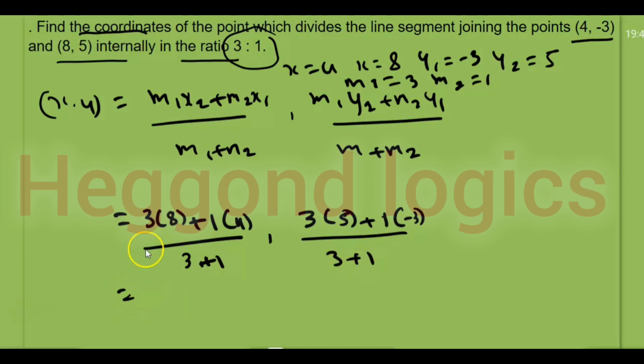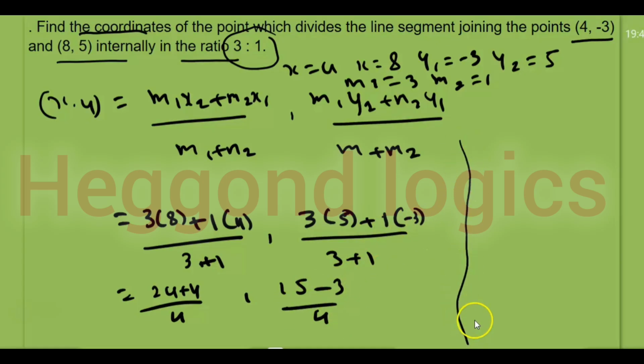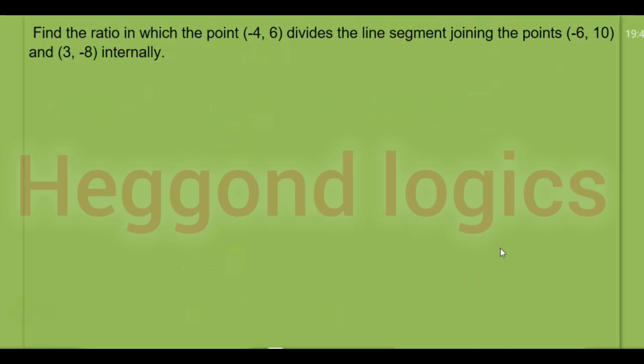Then after that 3 into 8 is 24 plus 4, divided by 4, comma, 3 into 5 is 15, 1 into minus 3, that's why minus 3, divided by 4. 24 plus 4 is 28 by 4, comma, 15 minus 3 is 12 by 4. 4 sevens are 28, 4 threes are 12. So (7, 3) is the coordinates which divide the line segment in the ratio of 3:1. Now move to the next question.